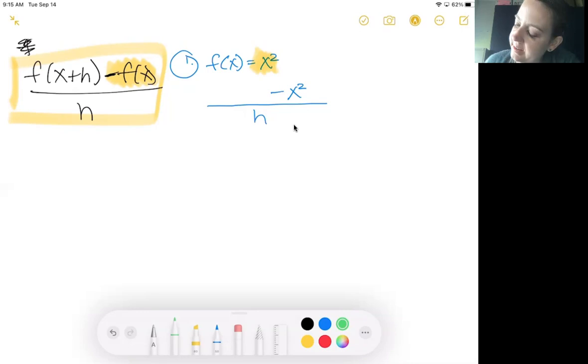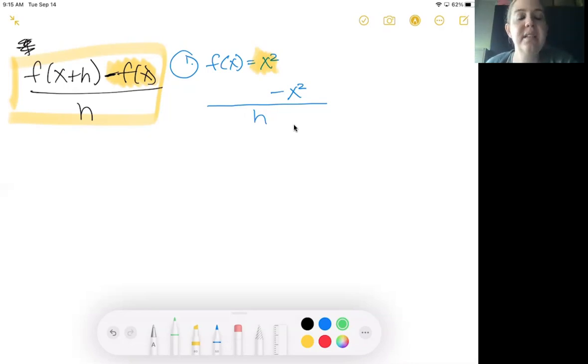I've got 2xh plus h squared over h. I'm going to factor out an h. So I've got 2x plus h over h. And then what happens next? Those h's cancel out. So you have a 2x plus h. And that, sir, is your answer.